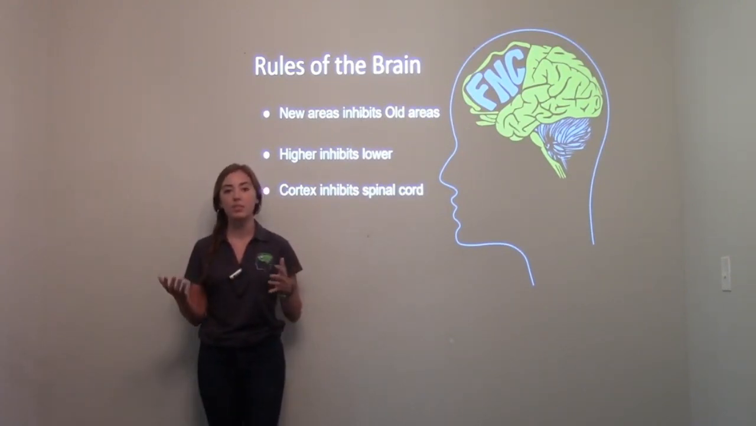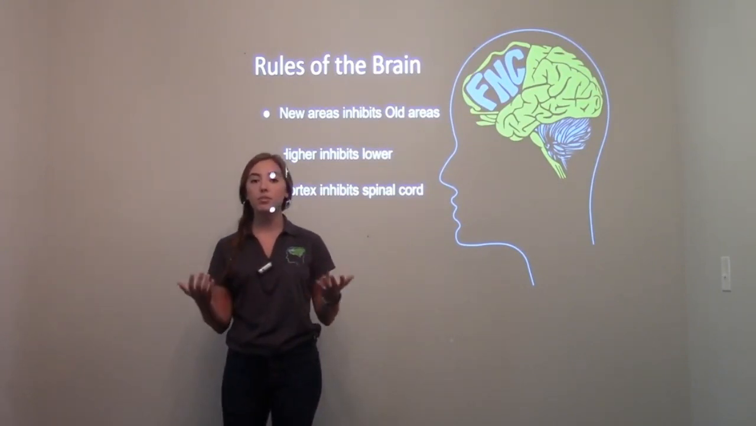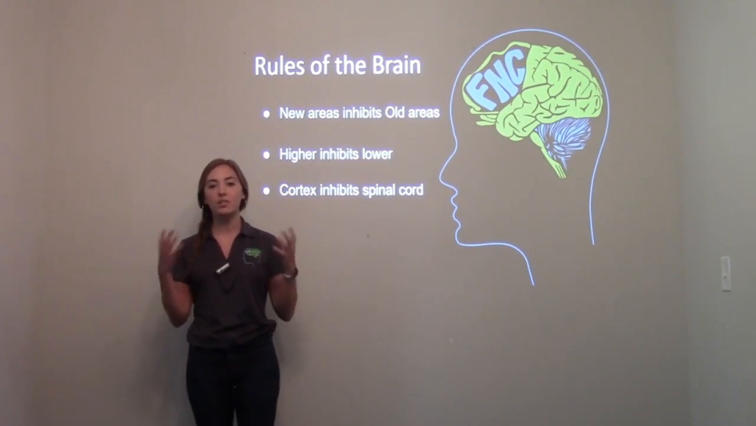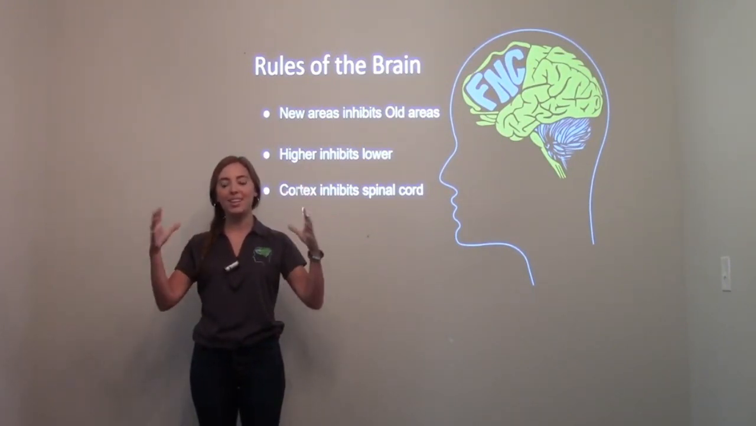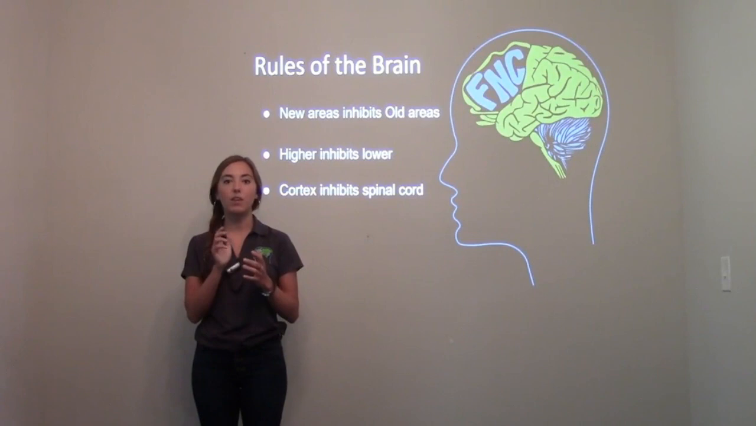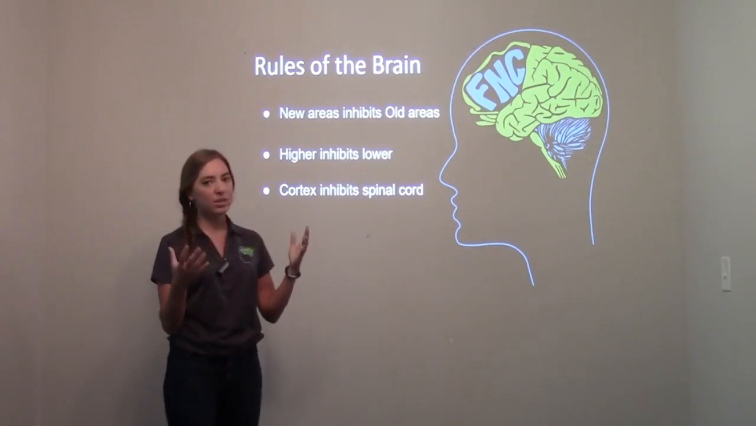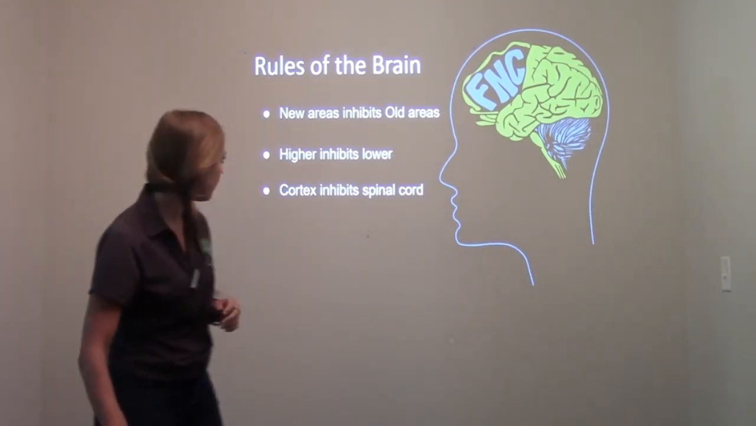An example of this that you guys should be familiar with is our primitive reflexes that we are born with as infants. As we grow and our brain develops and matures, the newer parts of our brain that are maturing are able to inhibit our primitive reflexes, which are part of our older brain that were created for our survival. That is the reason we have those reflexes. So as our brain develops, we're able to inhibit that lower function.